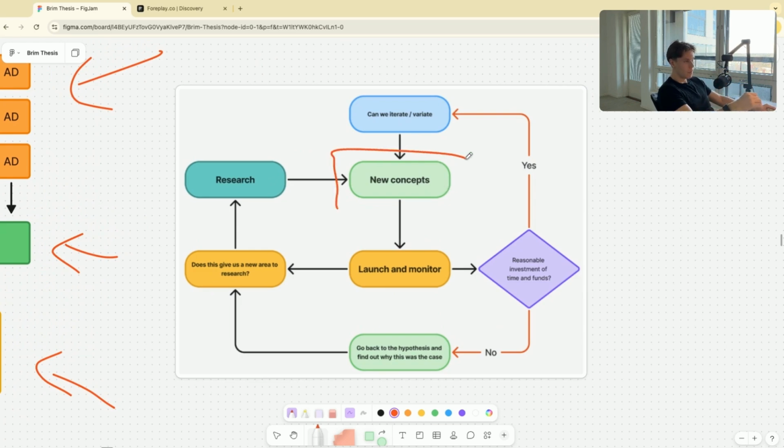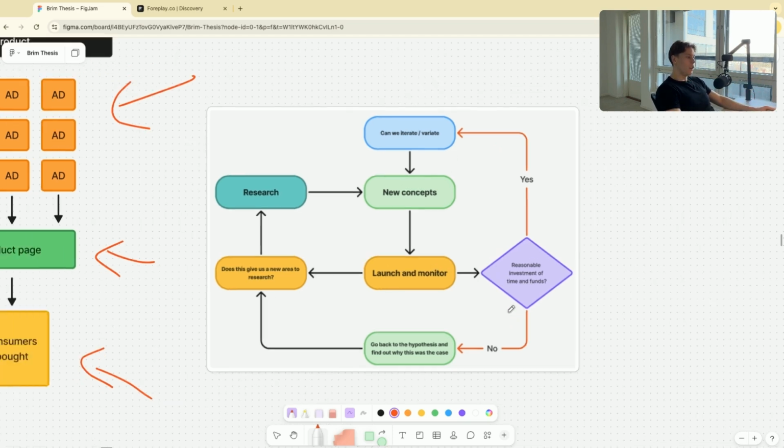This is the creative ad engine we are currently using with all of our clients, and it's working flawlessly. So you make new concepts, you launch and monitor them. Then you see whether they're a reasonable investment of our time and funds, so whether a winner or not. If they weren't a winner, go back to the hypothesis. Why did you make that ad? And do you have research to be done after that? In most cases, yes. Or if the ad was a winner, you can validate and iterate off of that ad. Make new concepts, launch and monitor.